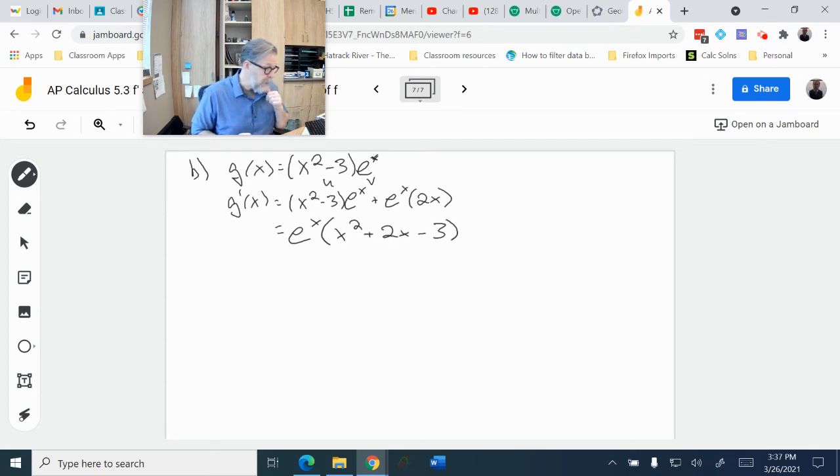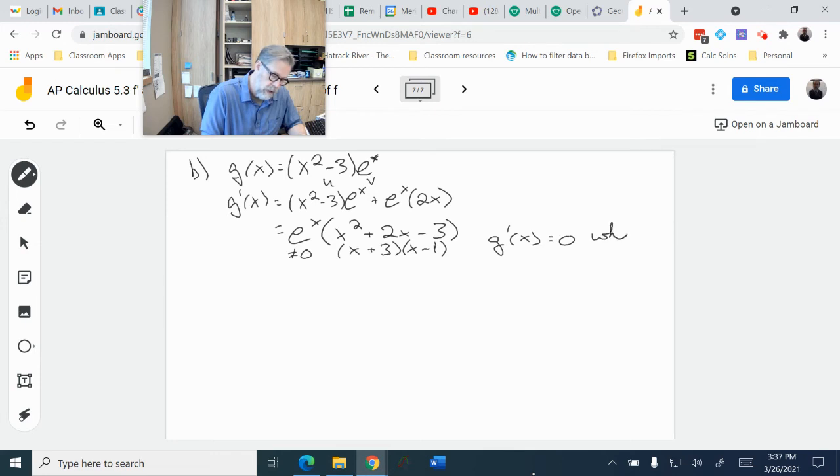I'm going to factor out an e to the x, and I get x squared plus 2x minus 3. Remember, I want to know where the derivative is equal to 0. Well, e to the x is not equal to 0 for any value of x, which means that I'm only interested in when this quadratic is equal to 0. That's a minus. Which means that g prime of x equals 0 when x equals negative 3 or positive 1.